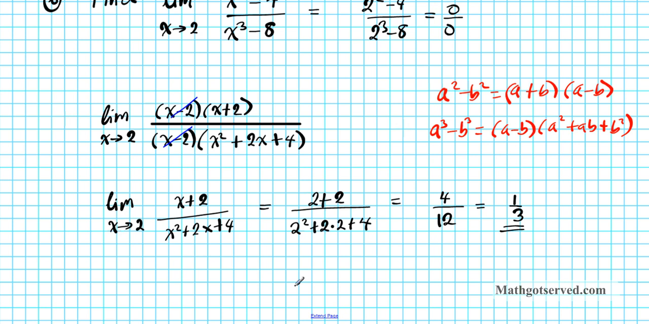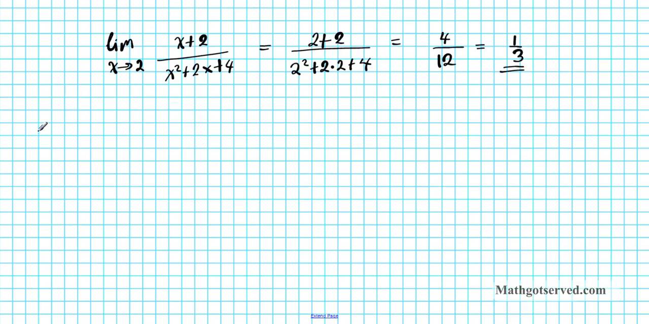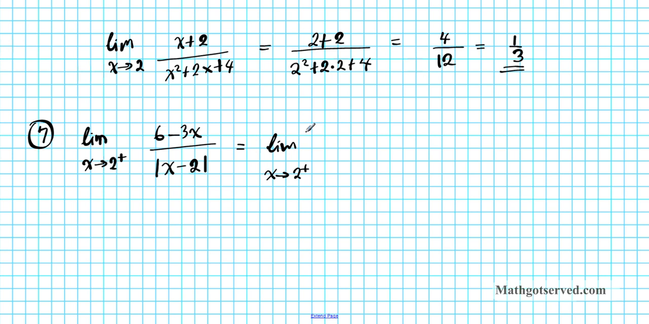Now let's take a look at question number 7. What if we want to find the limit as x approaches 2 from the right of (6 minus 3x) divided by the absolute value of (x minus 2)? We can rewrite this as the limit as x approaches 2 from the right. Reverse the order of the numerator: we can write this as (negative 3x plus 6) divided by plus or minus (x minus 2).